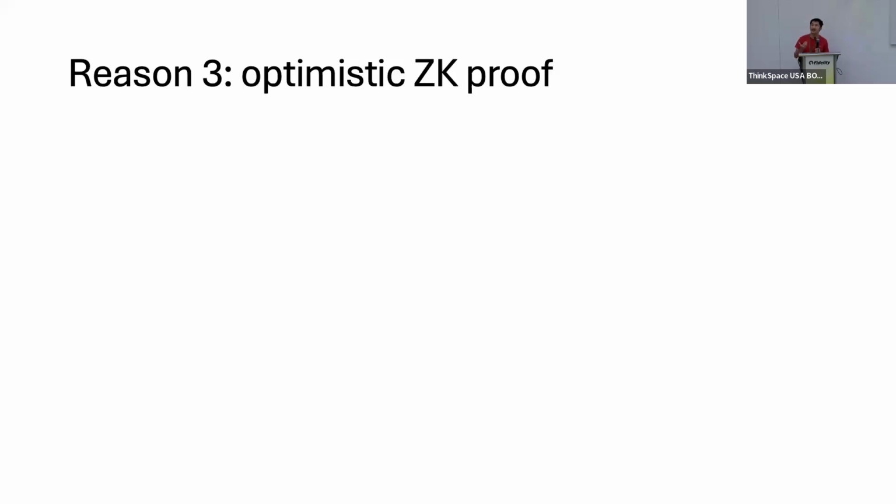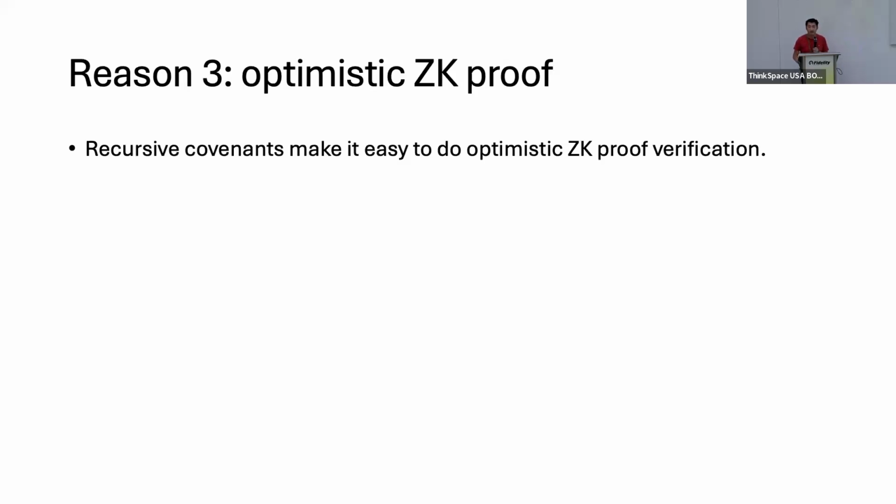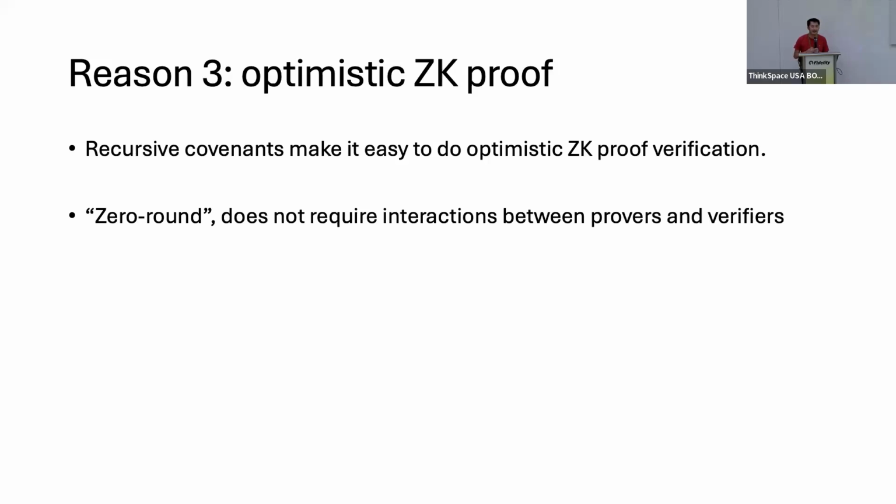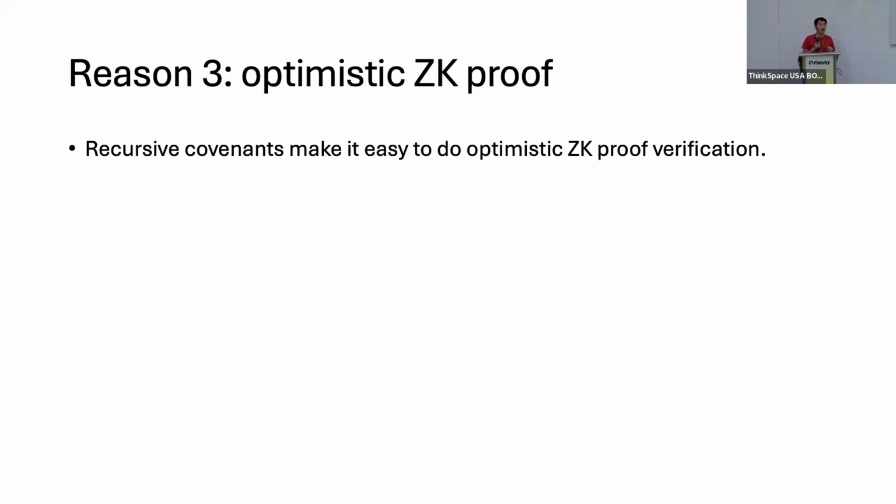So the next thing is that OP_CAT gives you a very powerful primitive: you can do optimistic ZK proof verification. Let me talk about what optimistic ZK verification means. If you want to do the entire ZKP verification on Bitcoin, there's still a cost for that. I would say about $1,000 US dollars to do the proof verification.